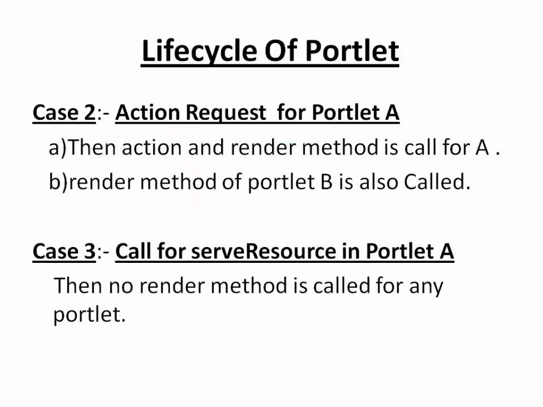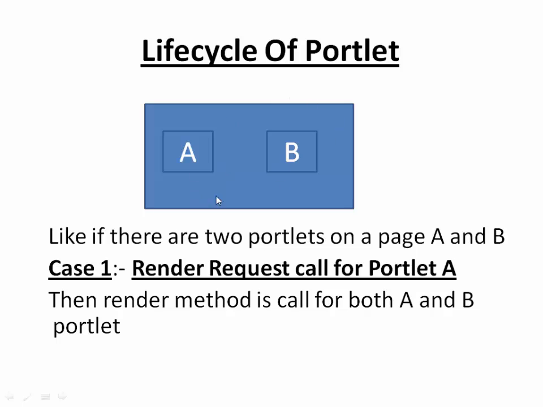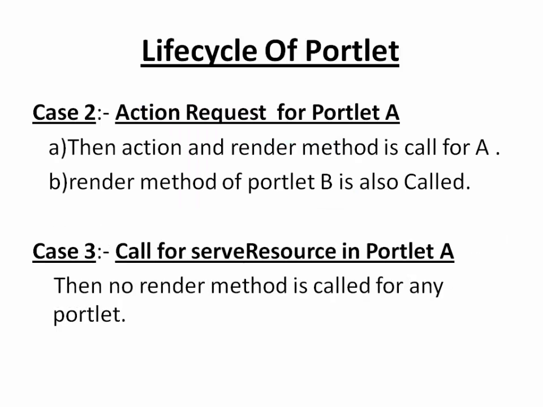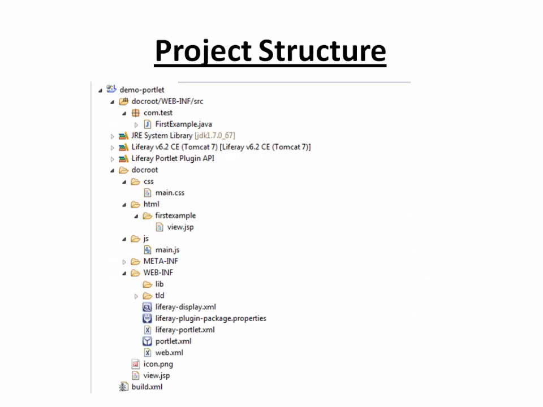In the second scenario, if there is an action request for portlet A, then the action and render methods are called for A, but the render method of portlet B is also called. As they are on the same page, if the page is refreshed, then the render method of B is also called. If the request is for A, then the render method of B is also called. And if there is a resource call for portlet A, then no render method is called for any of the portlets. So this is the portlet structure.